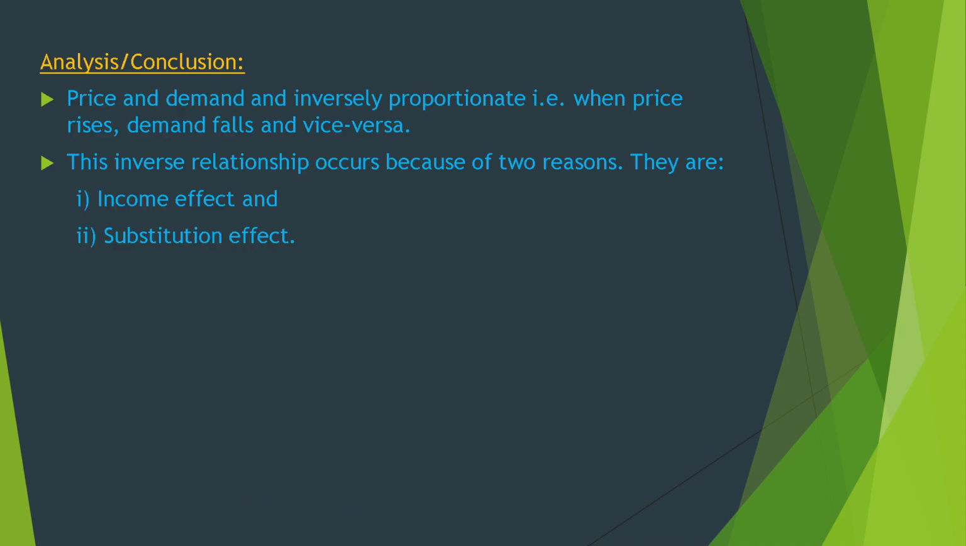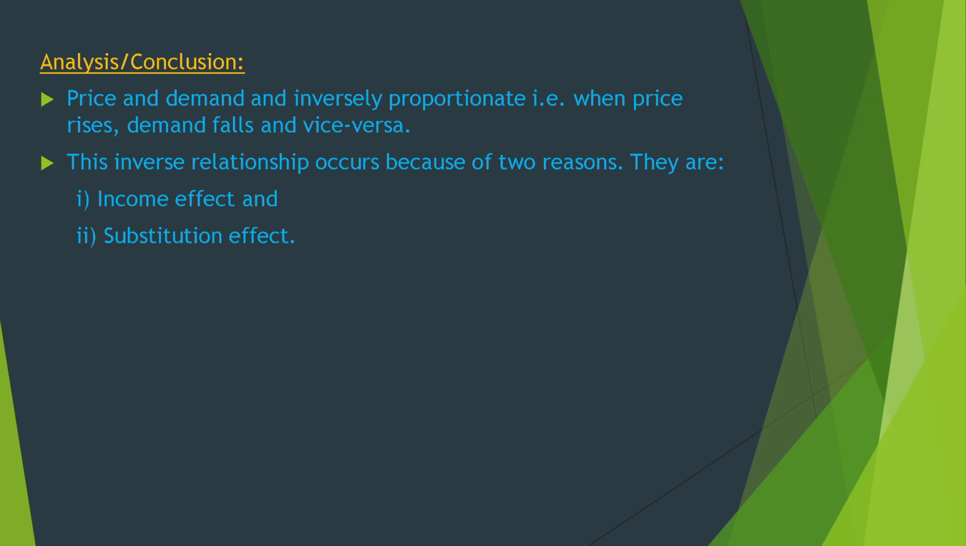Analysis and conclusion. Price and demand are inversely proportionate, that is, when price rises demand falls and vice versa. Same thing that I said. When price rises demand falls and vice versa, meaning when the price is low, demand will be high.